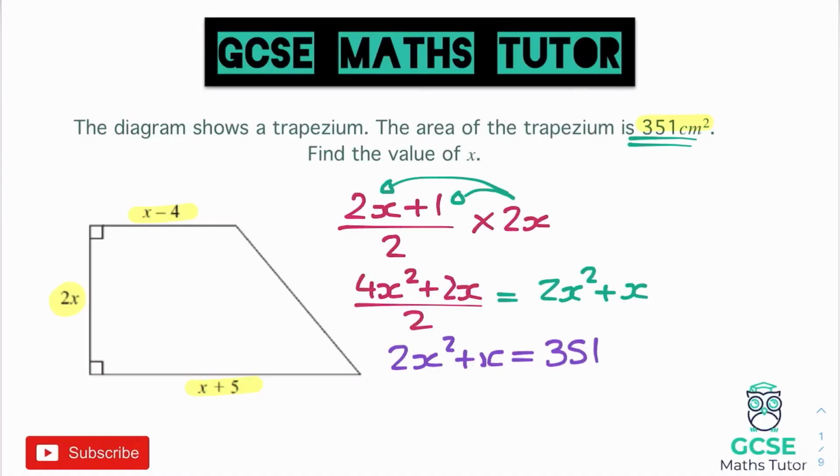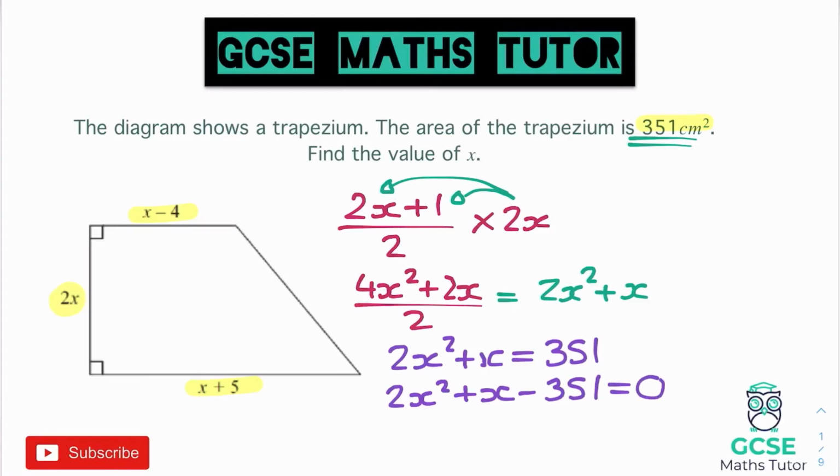Now obviously this involves knowing about forming and solving quadratics here, because in order to solve a quadratic it has to equal 0, and at the moment it equals 351. That's easy enough to make it equal 0. We'll just subtract 351 from both sides. So if we minus 351, we get 2x squared plus x minus 351 equals 0.